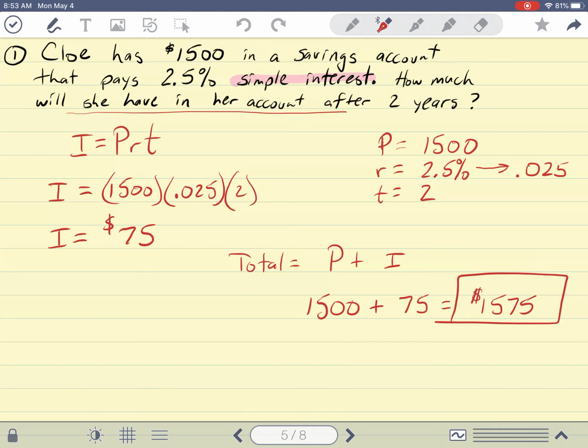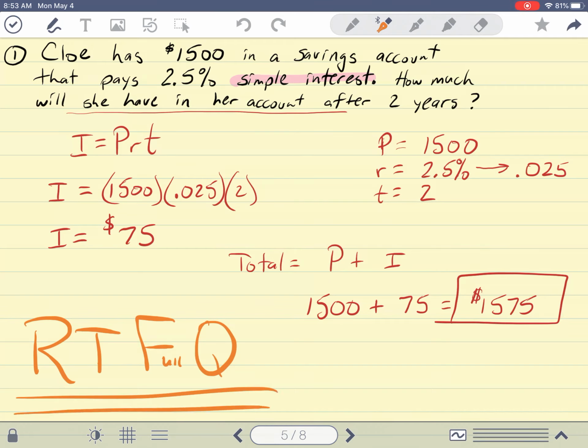Be very careful what the question is asking. This question said, how much will she have in her account? Another question could have said, how much interest was earned after 2 years? So you've got to be able to tell the difference between those two questions. That's why it's very important to read the full question.